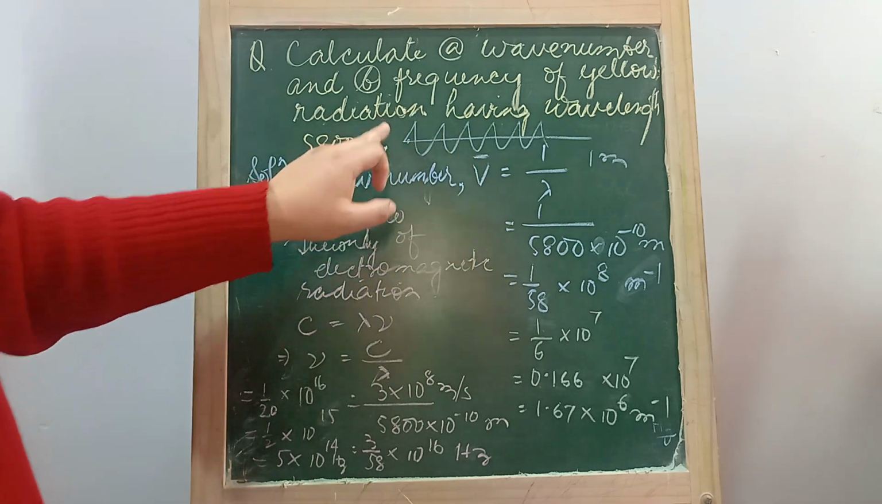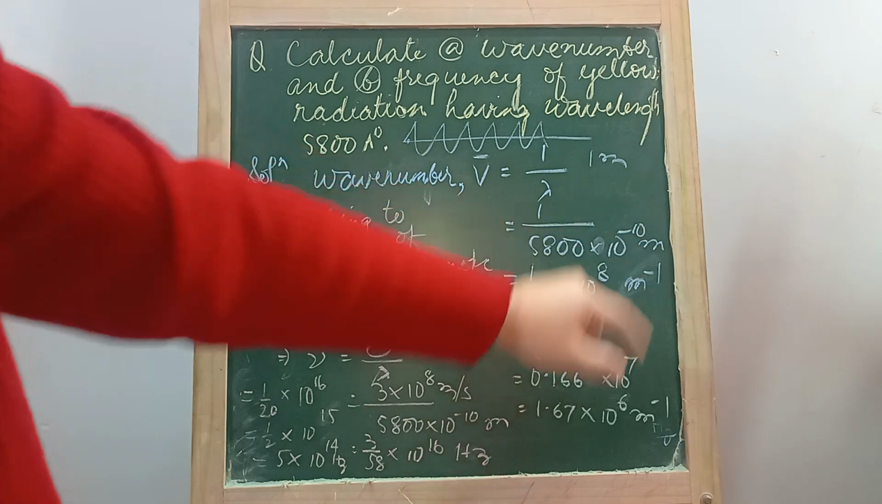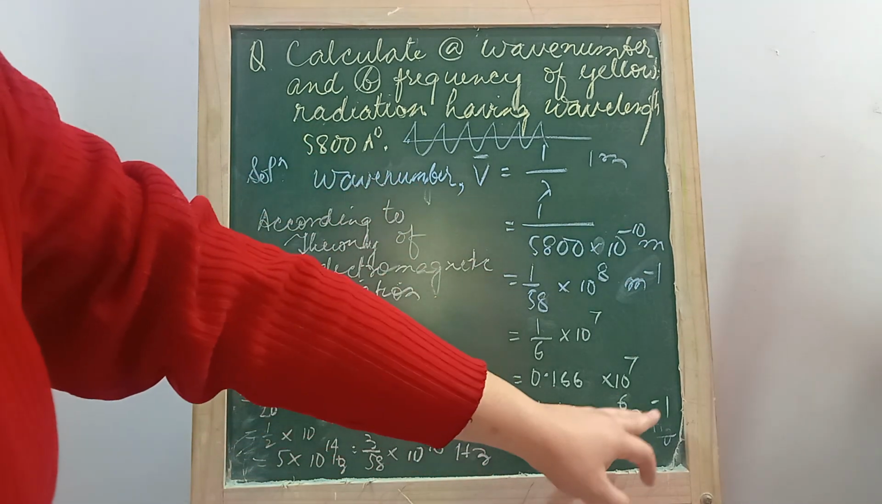5,800 angstrom. One angstrom is equal to 10 to the power minus 10 meter. So 5,800 multiplied by 10 to the minus 10. Simplified, you get 1.67 times 10 to the power 6 per meter.